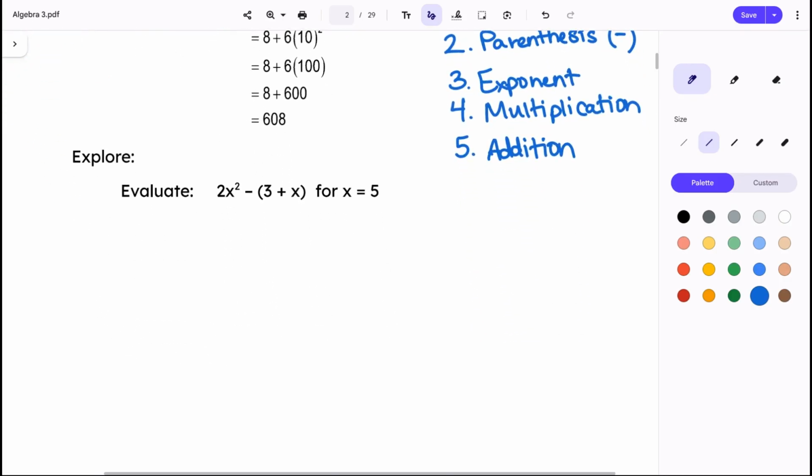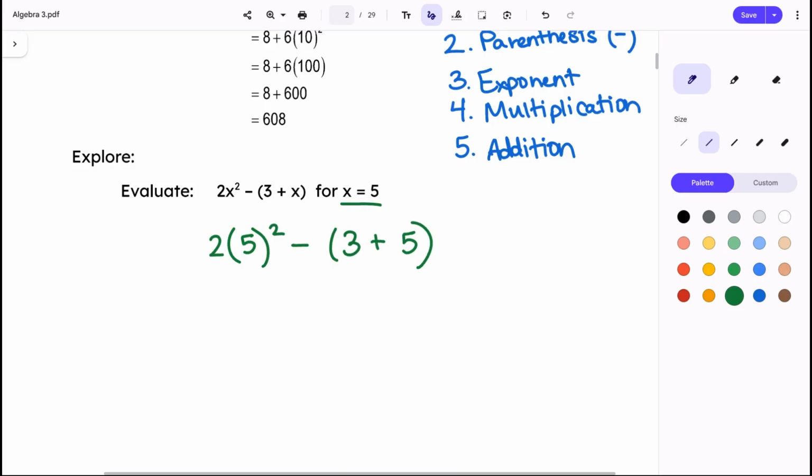I'm not going to write out the steps that we did, but you kind of get the idea of what we should do. So the first thing that we need to do is plug in our variable. So what number are we putting in for x? 5. Good. So anytime I plug it in, I always put it in parentheses. So 2 and then 5 squared minus 3 plus 5.